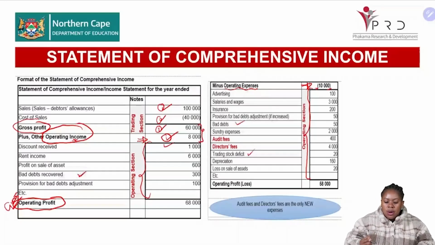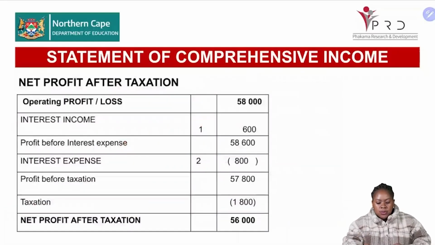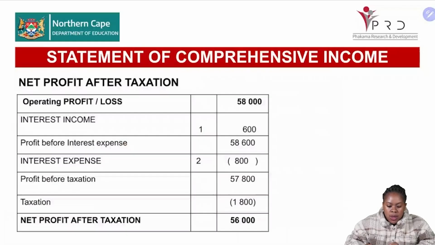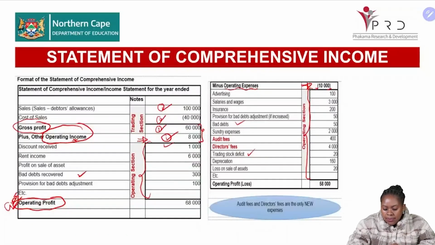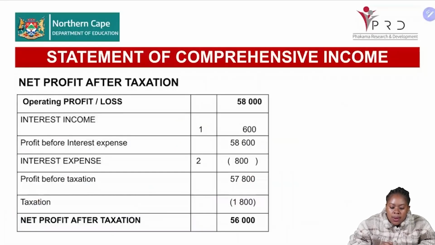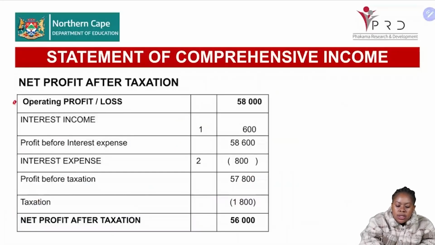Now, I want to just talk about our net profit because when we get to our, let's just go back here. When we get to our operating profit or loss, what happens then? We are going to then start calculating our net profit, okay? So what do we do when we calculate our net profit? So we have our operating profit as the previous slide has indicated. Then we deal with note number 1, which is the interest income note. Interest income is all the interest that you're going to receive.